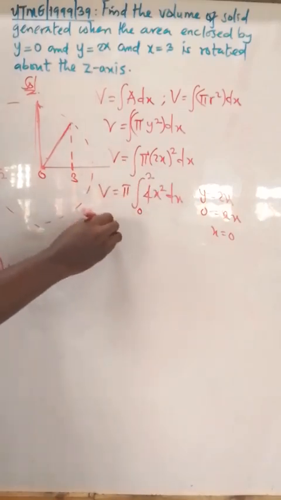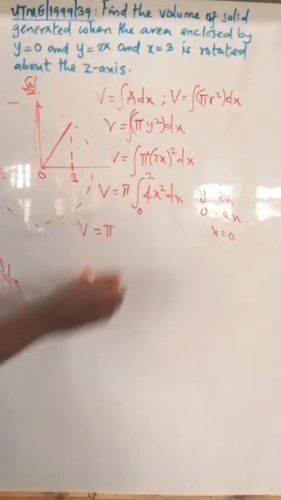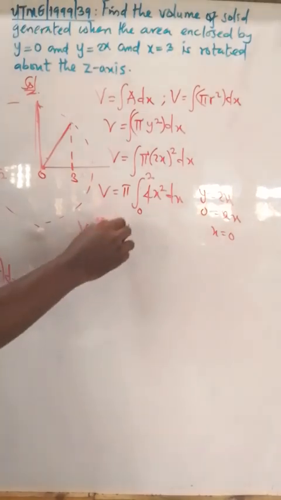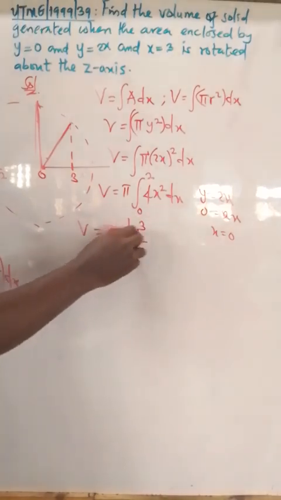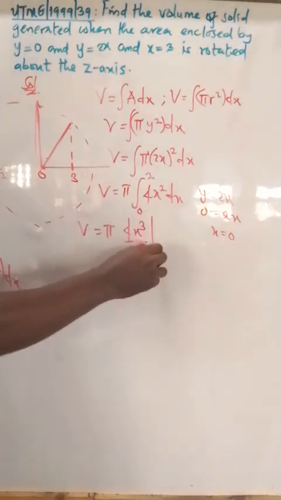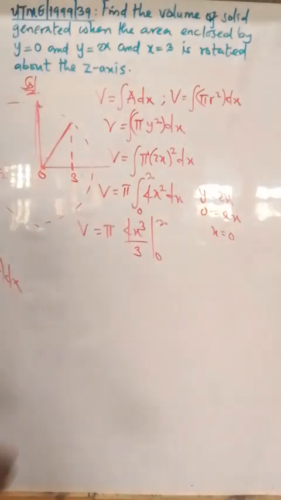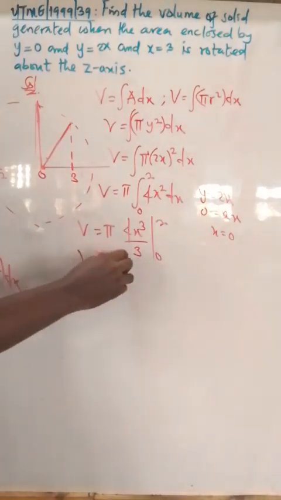From here, the volume becomes, now let's integrate. x squared integrated becomes x cubed over 3. That's 4x cubed over 3, from 0 to 3. From here, the volume becomes pi 4.